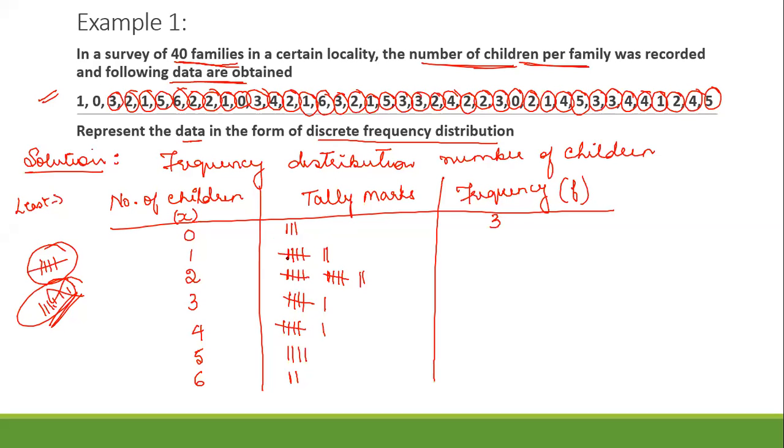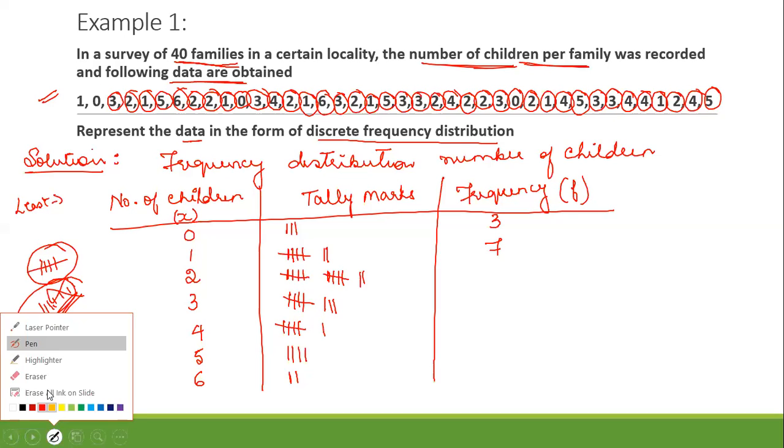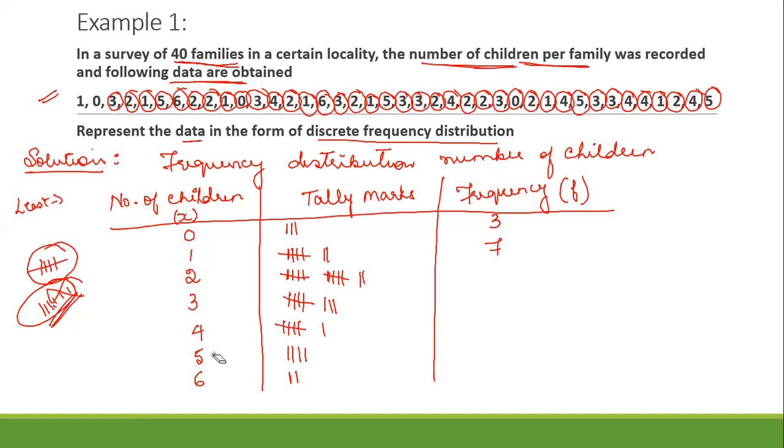Here, under 1: 1, 2, 3, 4. That means 5 plus 2, 7. Here, under 2, it is 5 plus 5, 10. Instead of putting it here, I have put it there. Is it correct now? Okay, now it is correct.